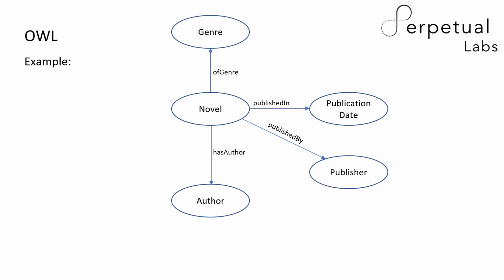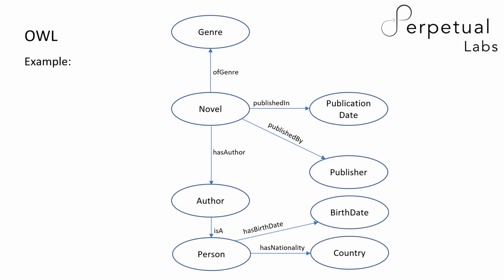So, looking again at an example of knowledge regarding novels, we can say that a novel has an author, it is of a particular genre, it was published in a particular year and by a particular publisher. Extending our ontology further, we can say that an author is a person, and therefore, like all people, an author must have a birth date and a nationality. We might also wish to define explicitly that publication date and birth date are both types of date.